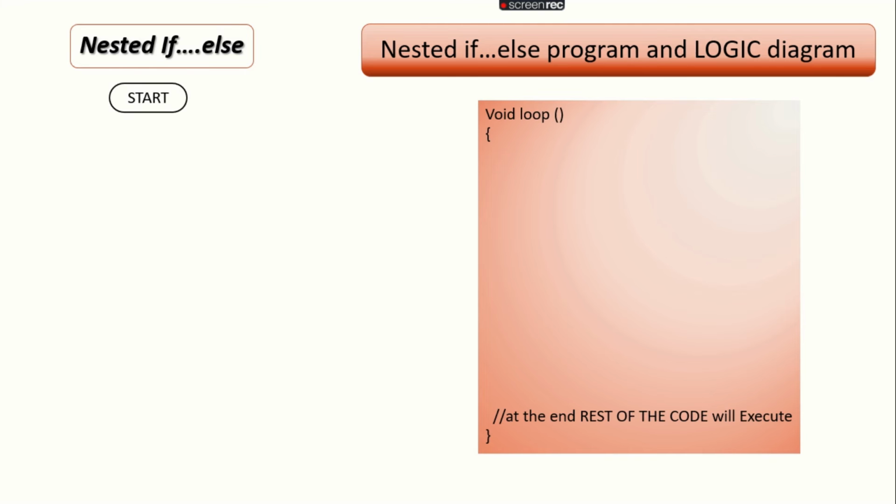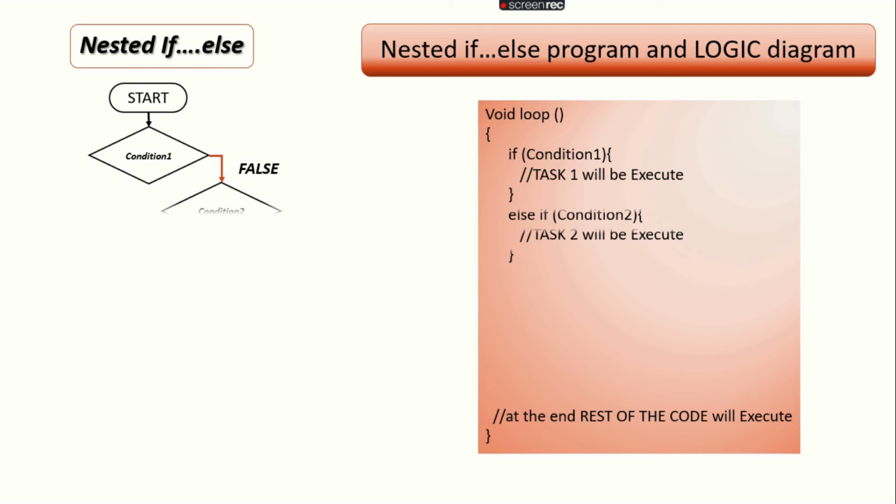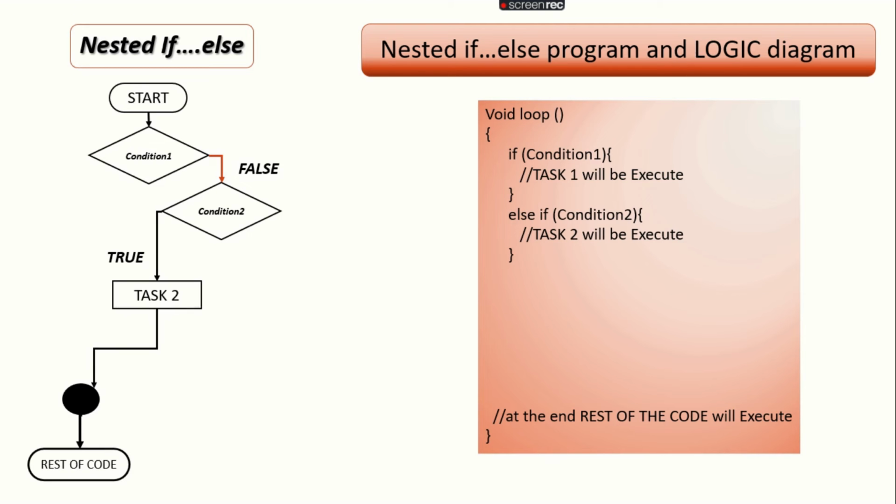Now see how the nested if-else program works. After starting the program, if condition 1 is true, then task 1 will execute. If condition 1 becomes false, then the next condition 2 will be checked. If it's true, then task 2 will execute.